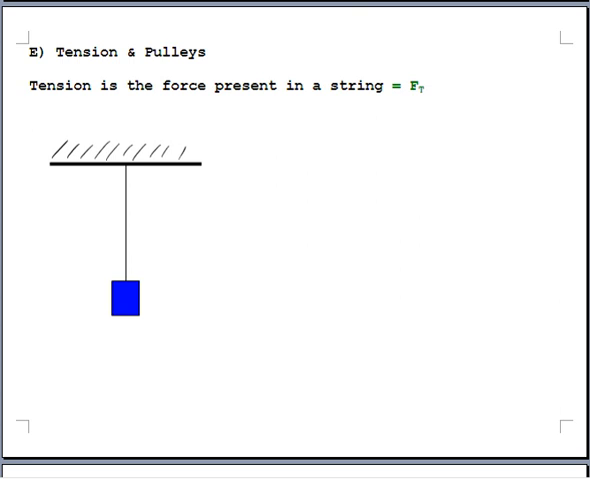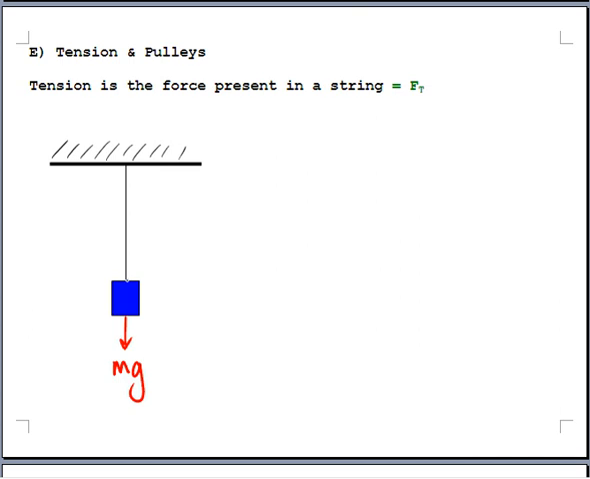We're going to talk about tension and pulleys. Tension is the force present in a string. So we've seen lots of different forces in this chapter so far. We're just going to call it F with a little subscript capital T for tension force. So I've got a simple free body diagram here, a mass hanging on a string, and I would ask you, hey, what are the forces acting on that object?